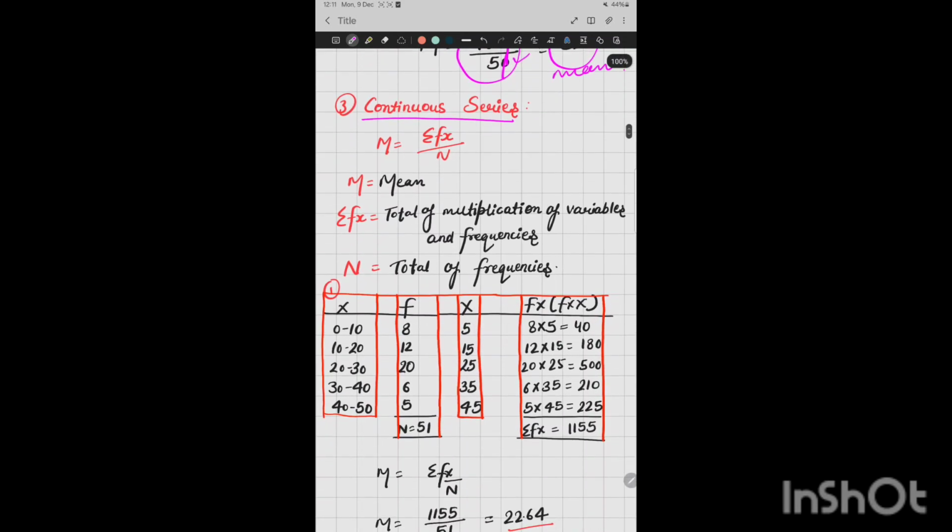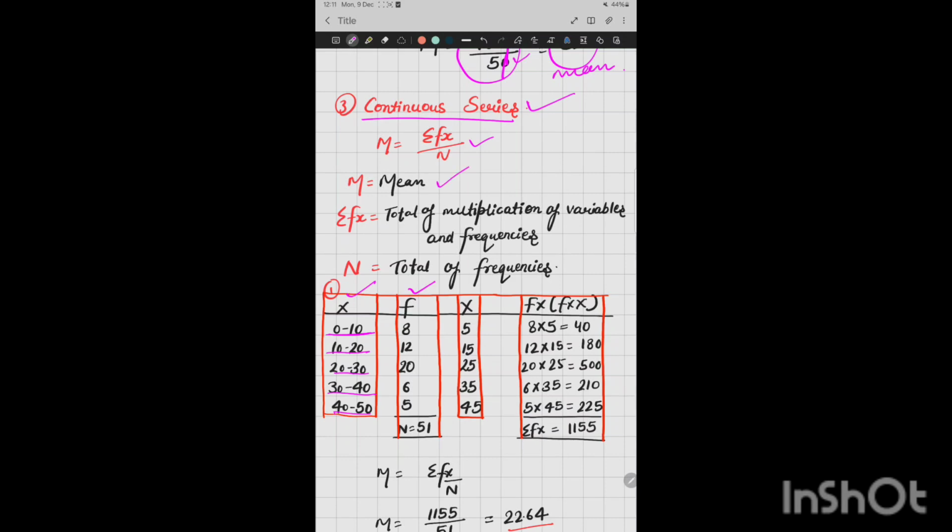Now the last series in which we will find the mean is the continuous series. And how will you identify a continuous series? There will be x and there will be f, but in the variables you will see a continuation: 0 to 10, 10 to 20, 20 to 30, 30 to 40, and 40 to 50. There is a continuity, and that is why this series is called a continuous series. The formula will stand as sigma fx upon n.